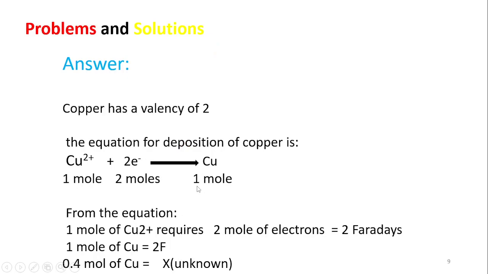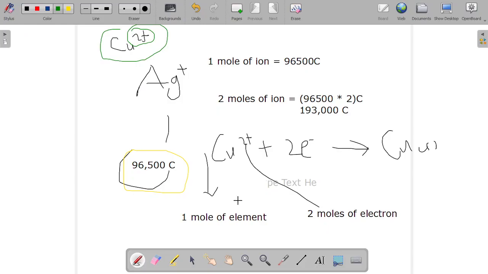So we need to construct the equation for deposition of copper, and here it is. The copper has a valency of 2. For you that watched part 1 of the electrolysis video I made, you would find out that the copper here has 2 ions. It has a valency of 2 when we were treating the electrochemical series. The copper here gains 2 electrons to form the copper solid.